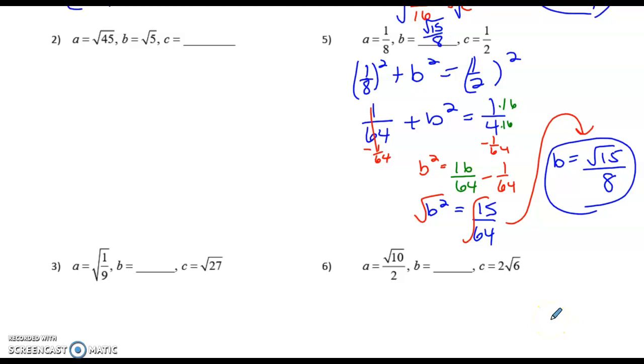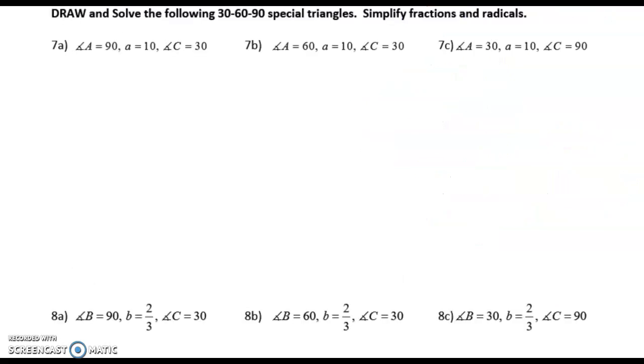All right, let's jump down to number 7. So on the next page, number 7. All right, this time C is not necessarily the right angle. So just draw it how it's given. So it says A is the 90-degree angle.